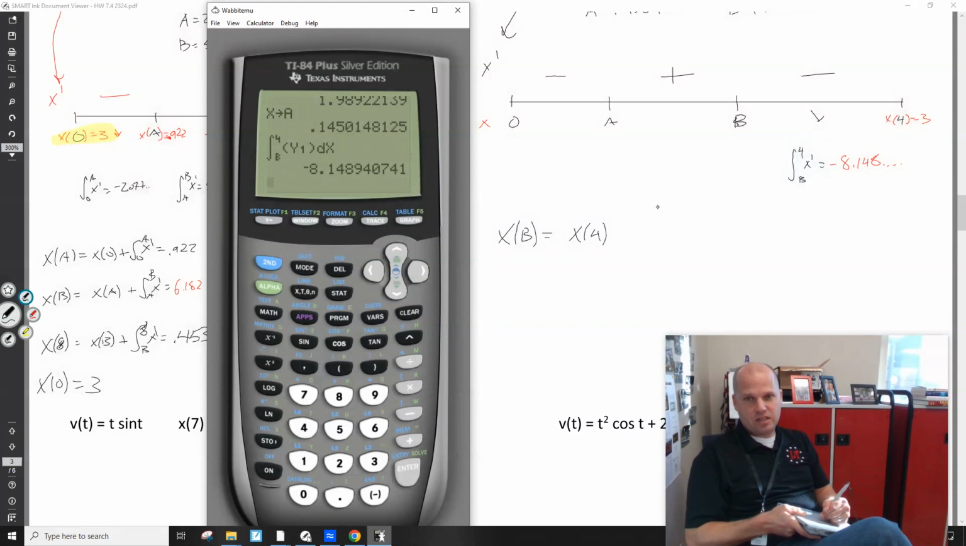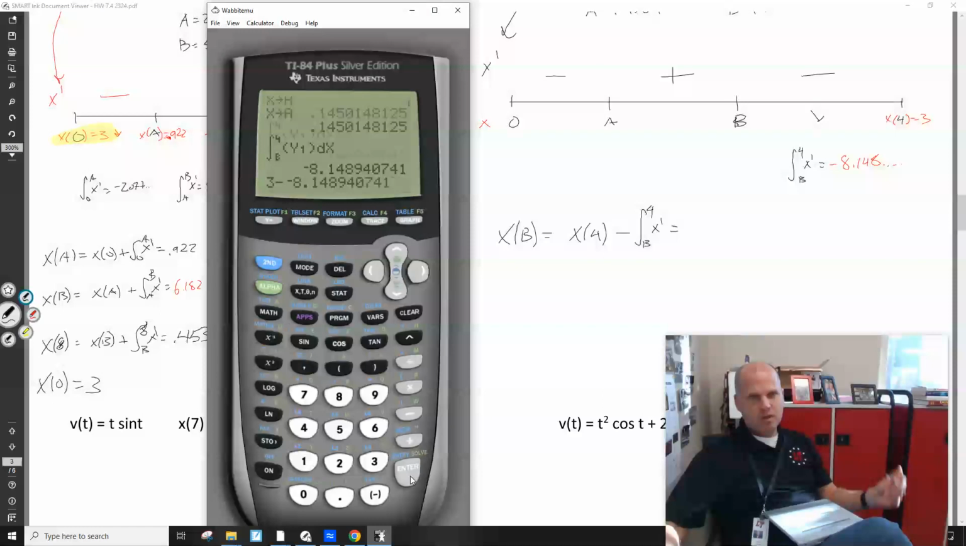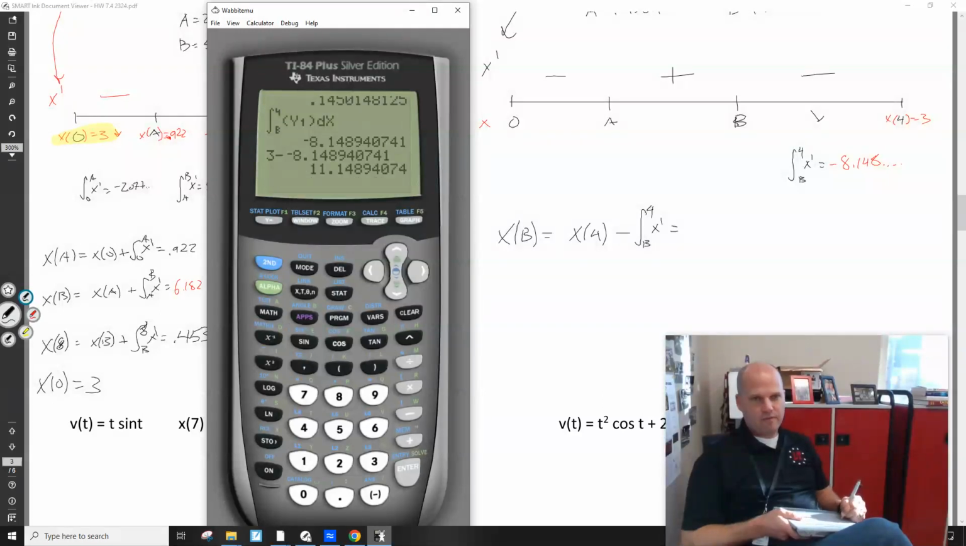That's how much I decrease. I need to subtract that negative number from b to 4. So I'll take the ending position 3 and subtract that negative number to know that I'm coming from 11.1489... So there's x of b.